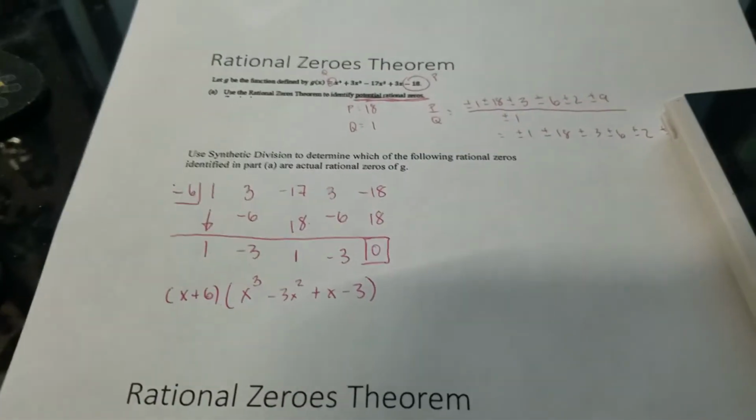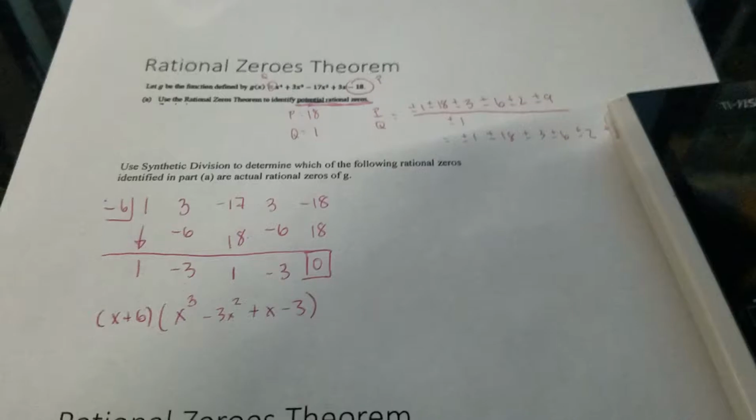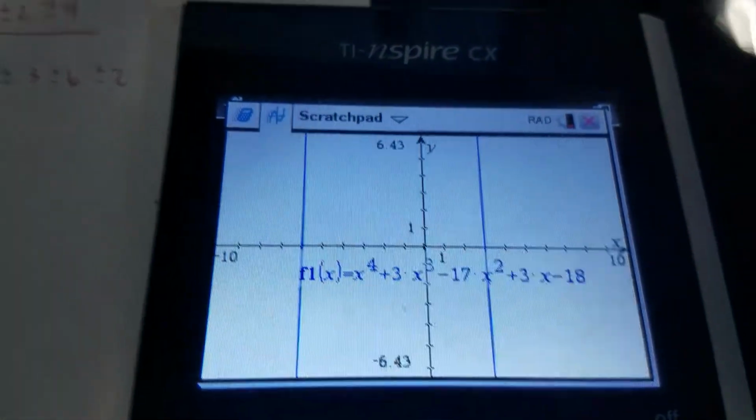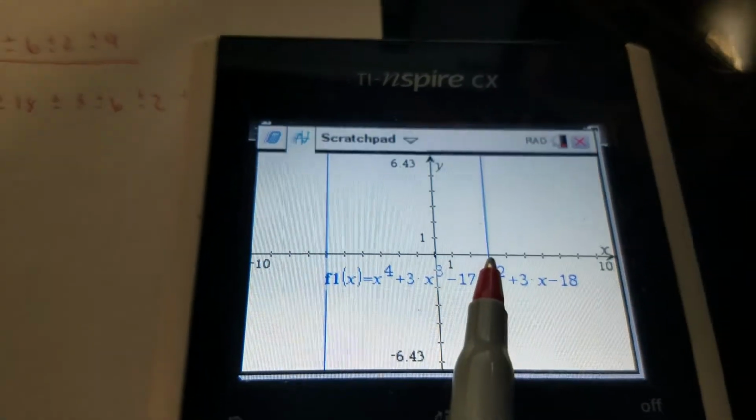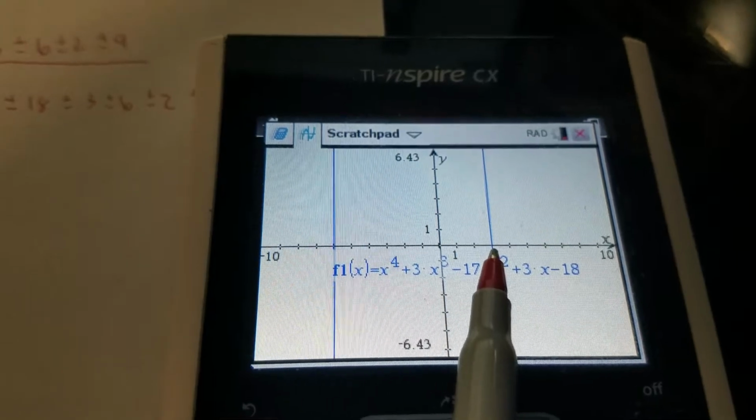So again guys, I did use the calculator, and we did see in the calculator that that was not the only place it crossed the x-axis. It also crossed at 1, 2, at 3. So I'm going to go ahead and continue this problem.